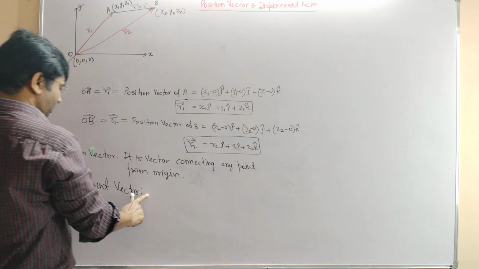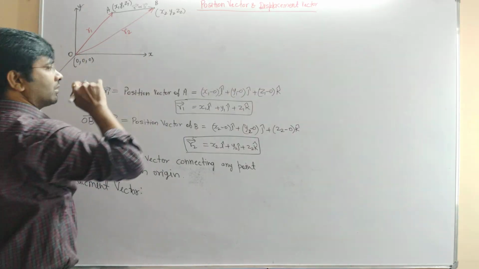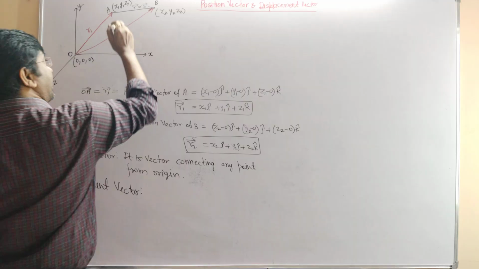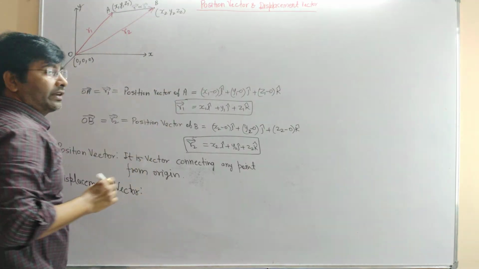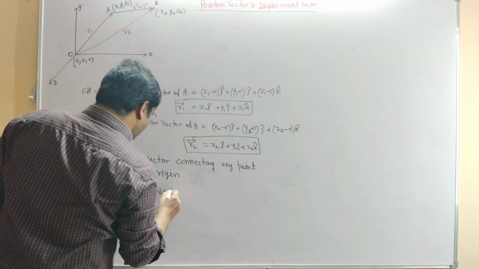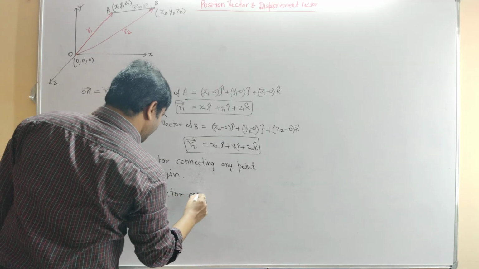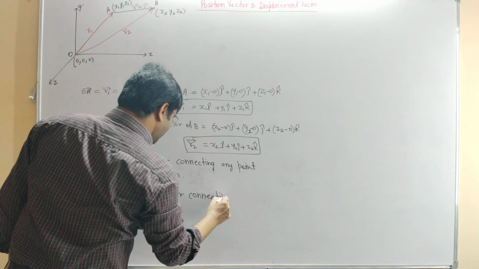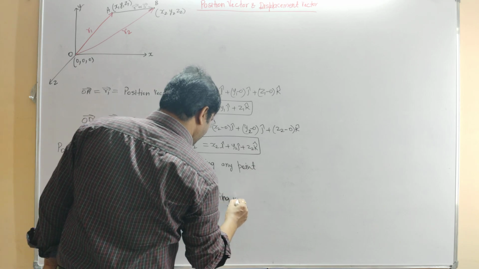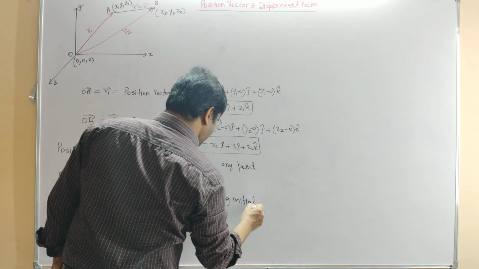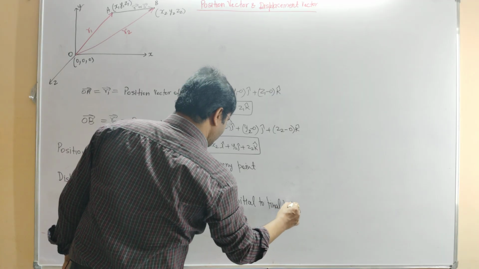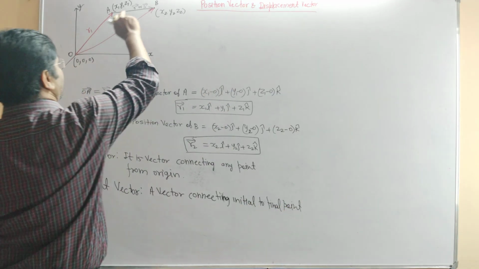So here it means displace any point, and then a vector connecting the initial to the final point. Okay, so this is a vector connecting initial to final point. Here initial is A, final is B.